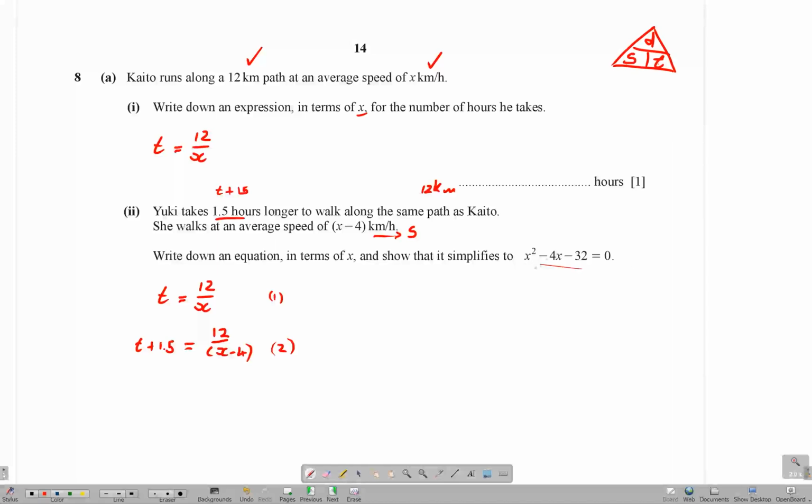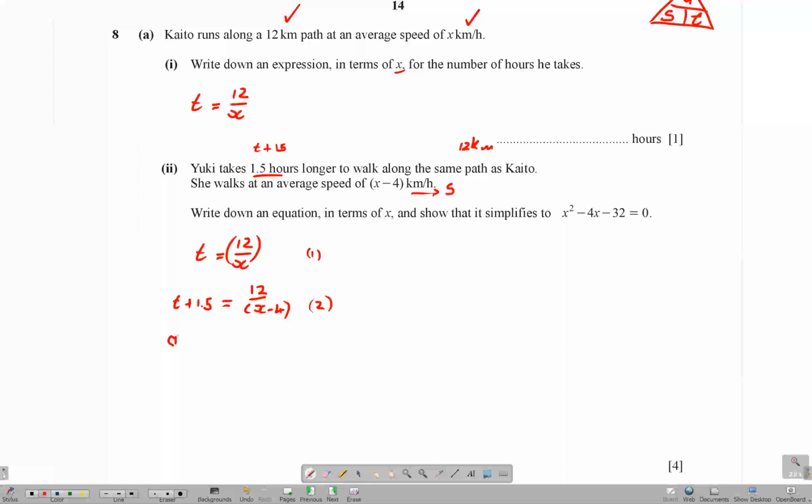Now, this equation over here doesn't have time, so that's a missing variable in this equation. That means that if we can substitute this 12 over x into t, we will have an equation that's only in terms of x. And that's exactly what we want. So let's do that. I'm going to substitute 1 into 2. This is just one method. You could also use another form of substitution, where we get both of these equations in terms of t, and then put those two equations equal to one another.